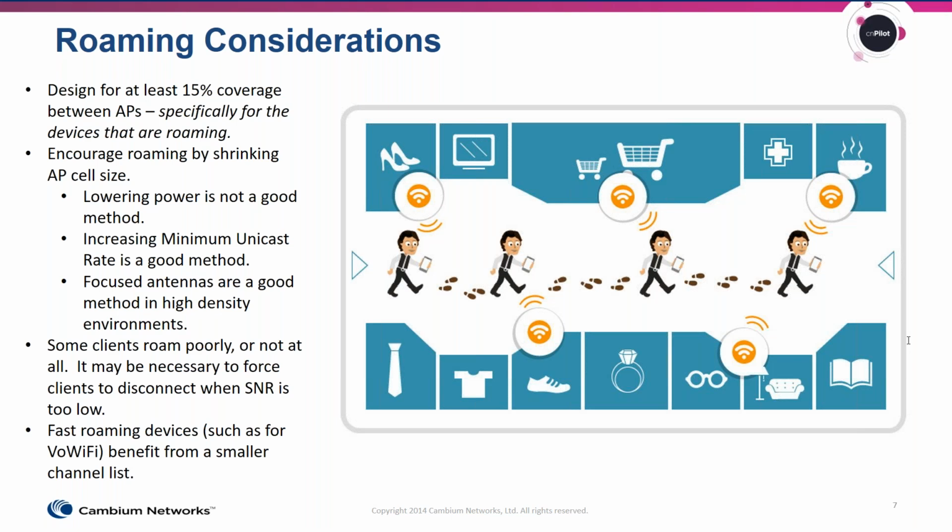I mentioned before about voice over Wi-Fi devices. Create a smaller channel list for them to scan through. It helps them to do their background scans and hear what APs are present more readily. If they have to do multiple scans before they can pick up all the APs in the area, they may be walking too quickly through an area and might miss their opportunity to roam to a better AP.